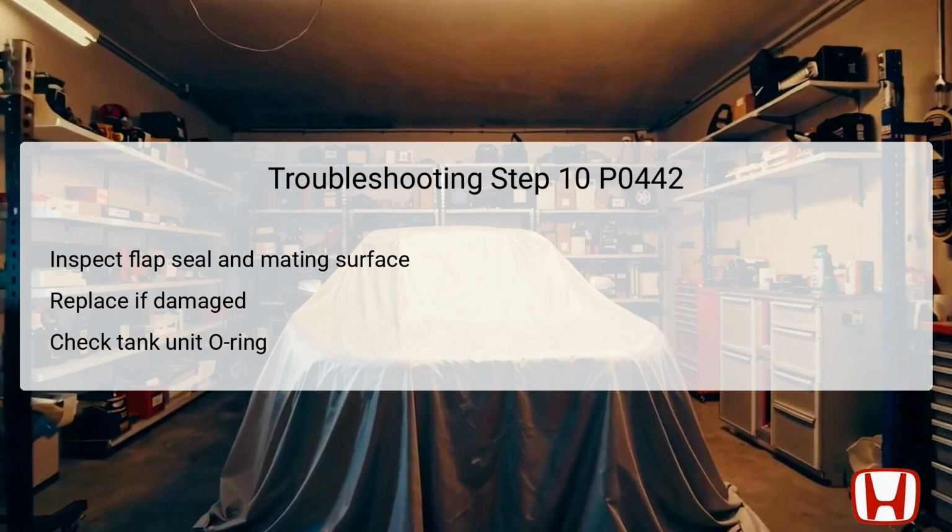A damaged or missing flap seal can lead to significant leaks, impacting the EVAP system's operation and causing error codes. If you find any defects, replacing the entire main flap unit is essential to restore proper sealing. Additionally, it's worthwhile to assess the O-ring on the fuel tank unit, as this can also contribute to pressures within the system. Proper sealing is paramount for ensuring efficiency, emissions control, and the integrity of the entire fuel system.